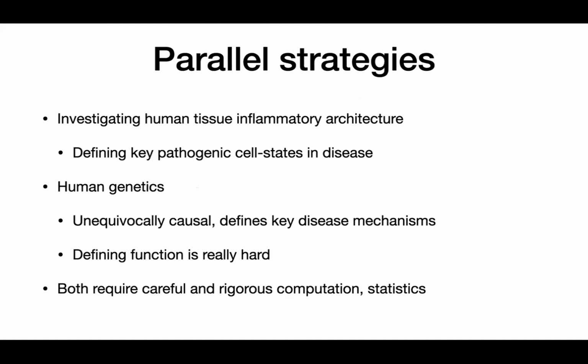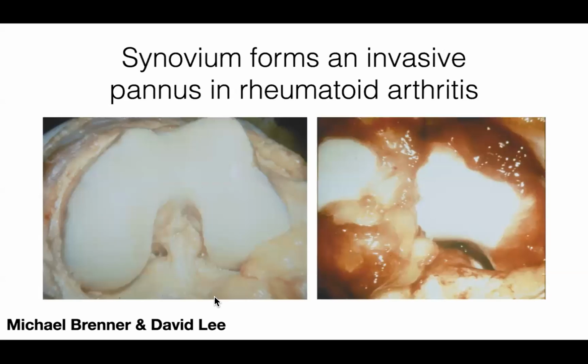One approach is investigating human tissue inflammatory architecture. So defining key pathogenic cell states in disease. So can we use single cell technologies and other related technologies to figure out what the key cell states are? And maybe that leads us to possible pathways we can target. Also, we can think about human genetics, which is very useful in that it defines causal pathways, but defining the function of those genes is often hard. Both require careful and rigorous computation and statistics.